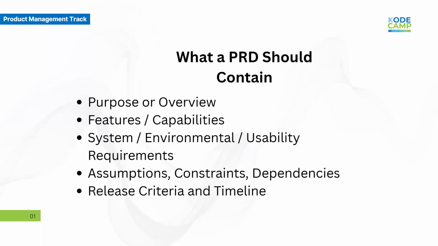So, number 5, we look at the release criteria and timeline, right? This is where you define what done means. When you say we are done, what do you mean? What acceptance criteria must be met for the product to be ready to ship? Maybe you have a requirement that it needs to pass a certain set of QA tests. Maybe it's meeting a performance benchmark.